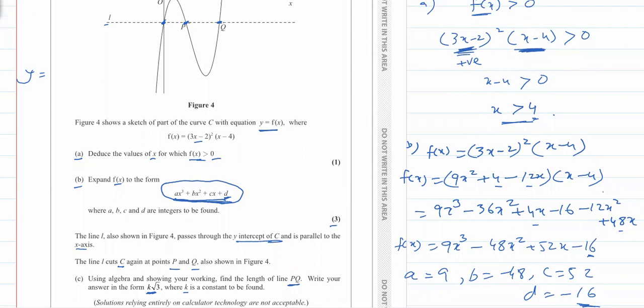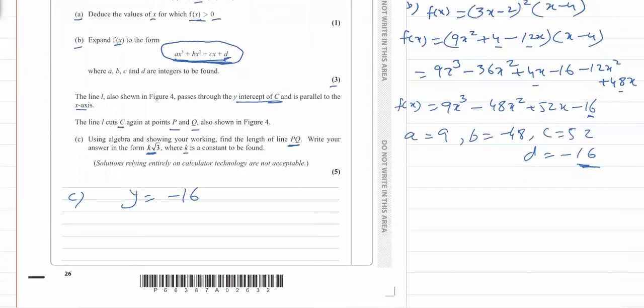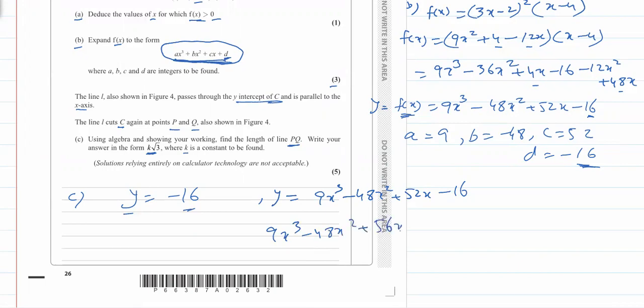So to find P and Q, this is f of x, f of x is equal to y. Y is equal to 9x cube minus 48x square plus 52x minus 16, and the other y is minus 16. If you equate them, you will have 9x cube minus 48x square plus 52x minus 16 is equal to minus 16. After equating them, we are getting this equation here. Now we will try to solve this equation.